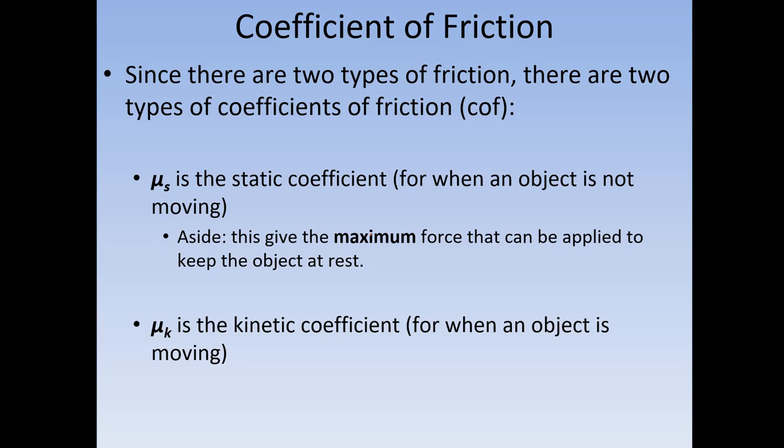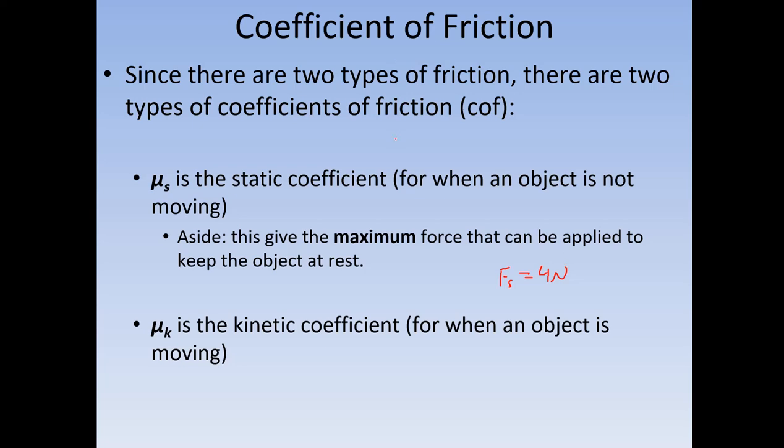Now, one thing to note is that when you use the static side, it always gives the maximum force that can be applied in order to keep the object at rest. What I mean by that is, let's say you plug the static coefficient of friction into the mu F_n equation and you get that the static force is 4 newtons. That means for any force applied onto this object that's less than 4 newtons, the frictional force will end up balancing out.